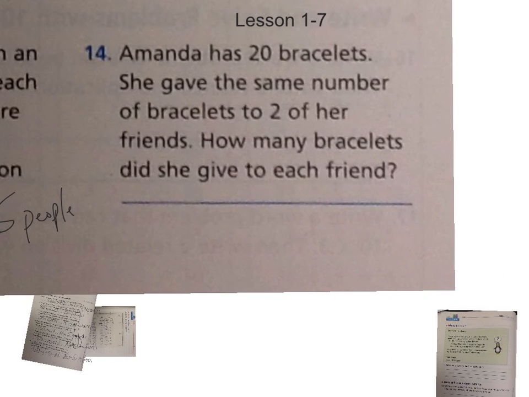Amanda has 20 bracelets. She gave the same number of bracelets to 2 of her friends. How many bracelets did she give to each friend? 20 divided by 2 equals n equals 10 bracelets.